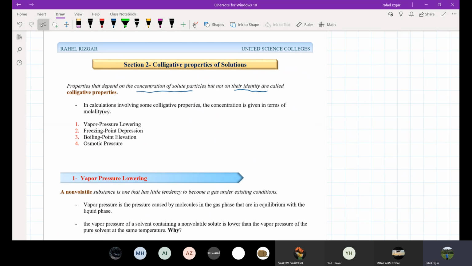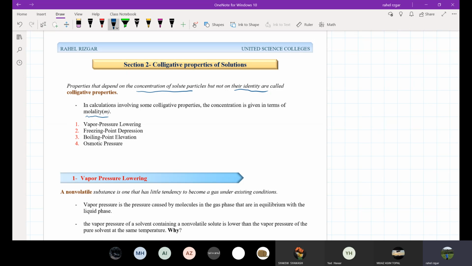But in this section, we will use molality. If you go back to the notes of chapter 1, section 3, we said at which times do we use molality? When we talk about vapor pressure and changing temperature. And this section contains both of them, vapor pressure and changing temperature. That's why we have to use molality.